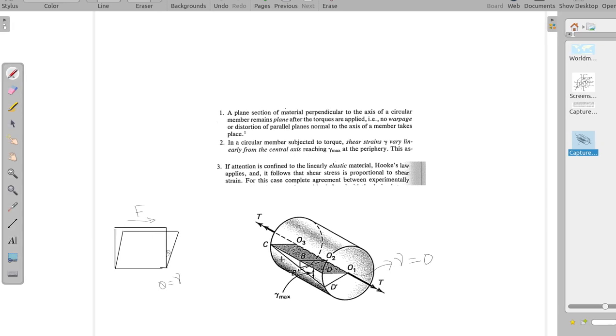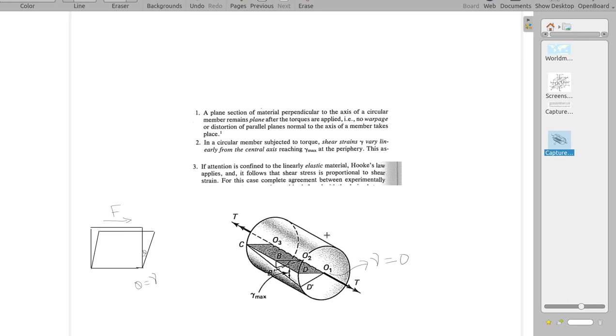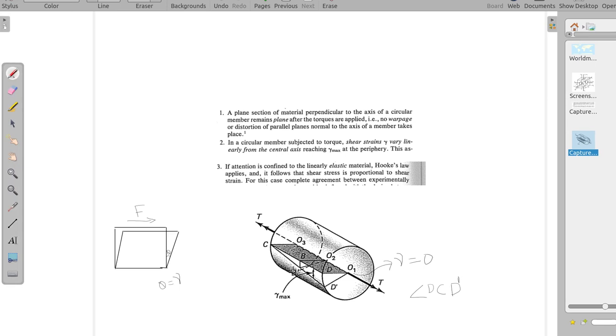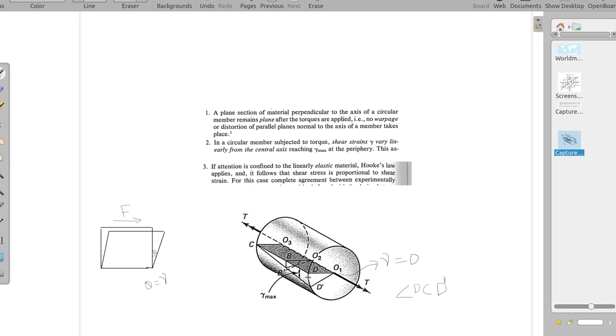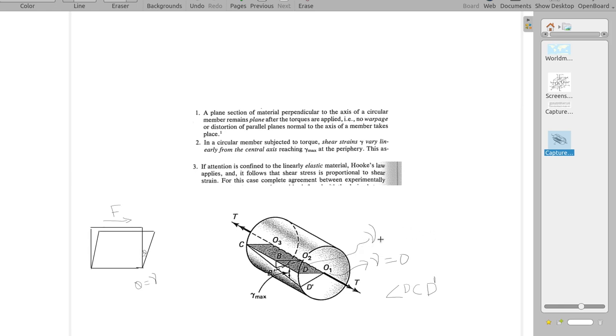So an angle here, DC D dash, this angle here is the shear strain. So that shear strain is maximum at the outer surface and it is 0 at the axis.